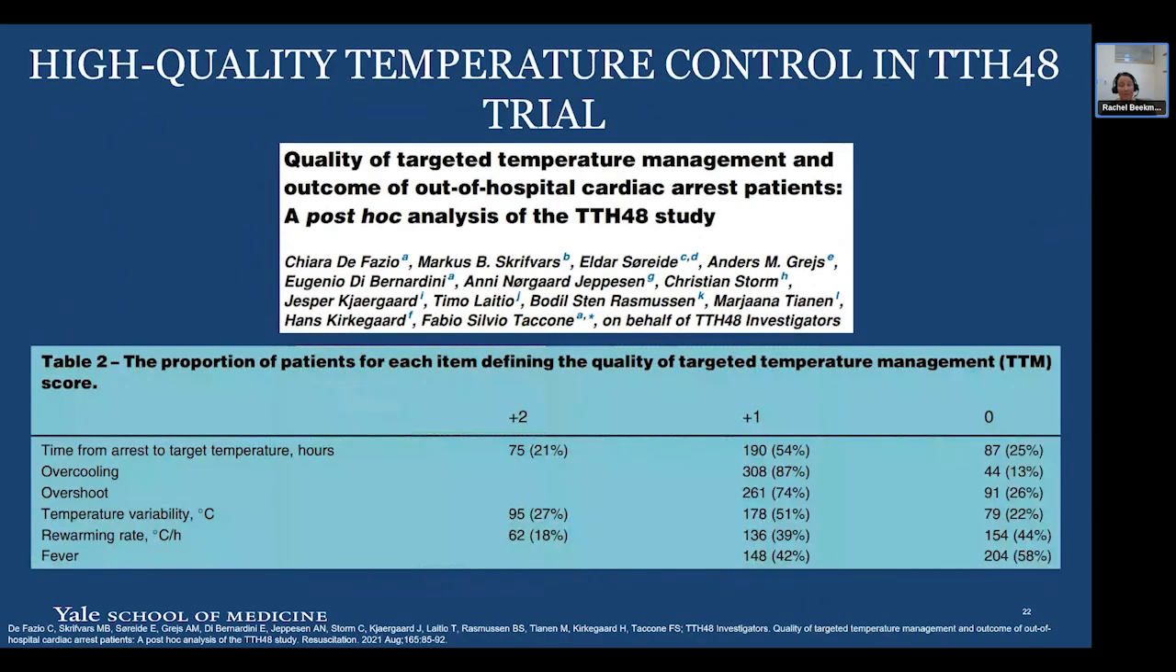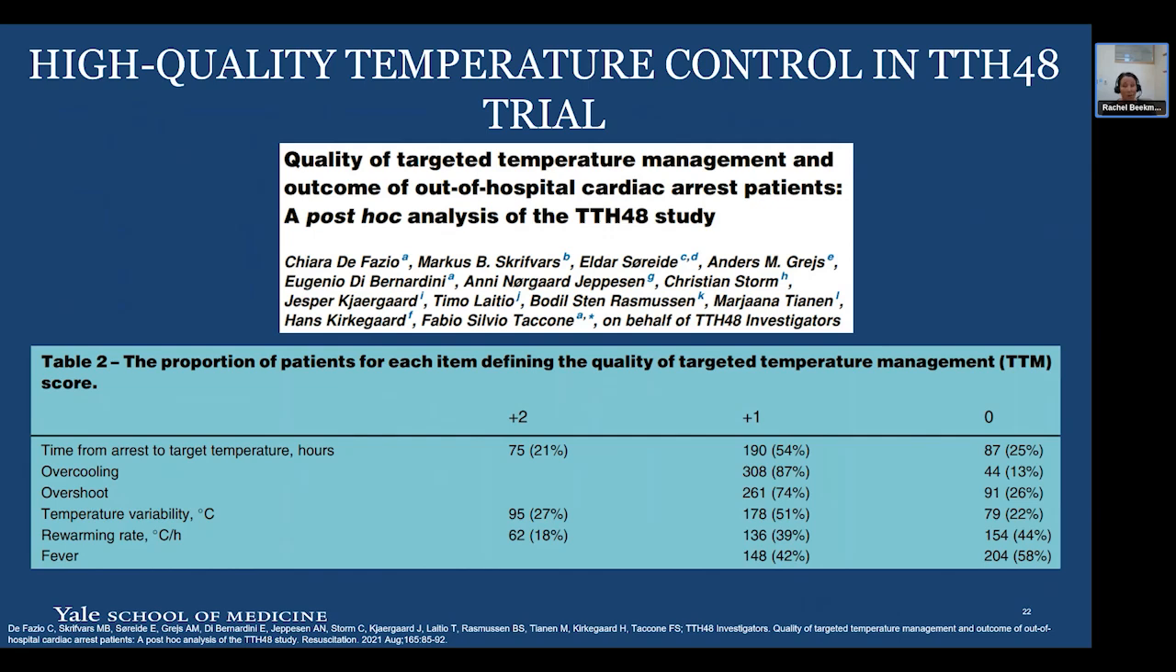Tacone and colleagues have identified and defined one type of high-quality temperature control using the 6 variables seen in Table 2. This includes time from arrest to target temperature, overcooling, overshoot, temperature variability, the rewarming rate, and the incidence of fever. And using a score of 7 to 9 to define high quality, they found that actually only 16% of patients enrolled in the time-differentiated therapeutic hypothermia or TTH-48 trial were treated with high-quality temperature control.